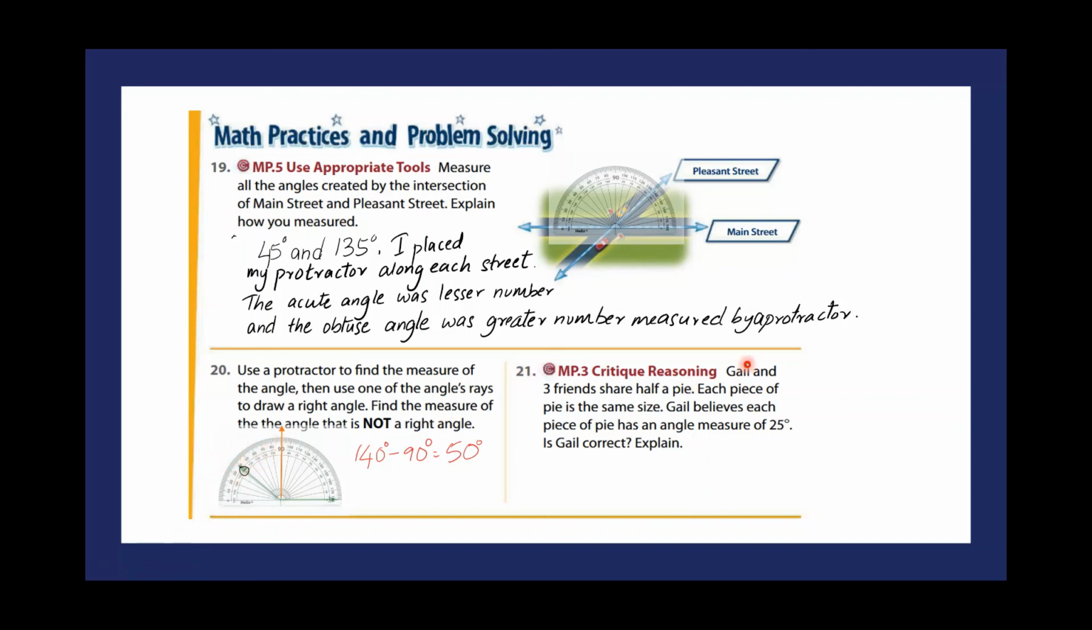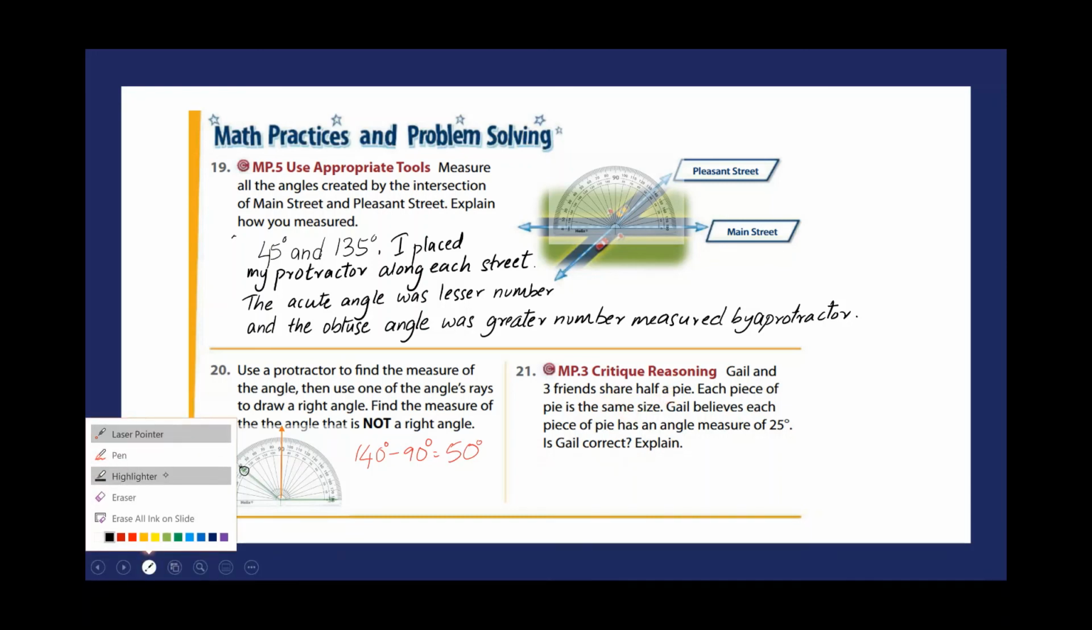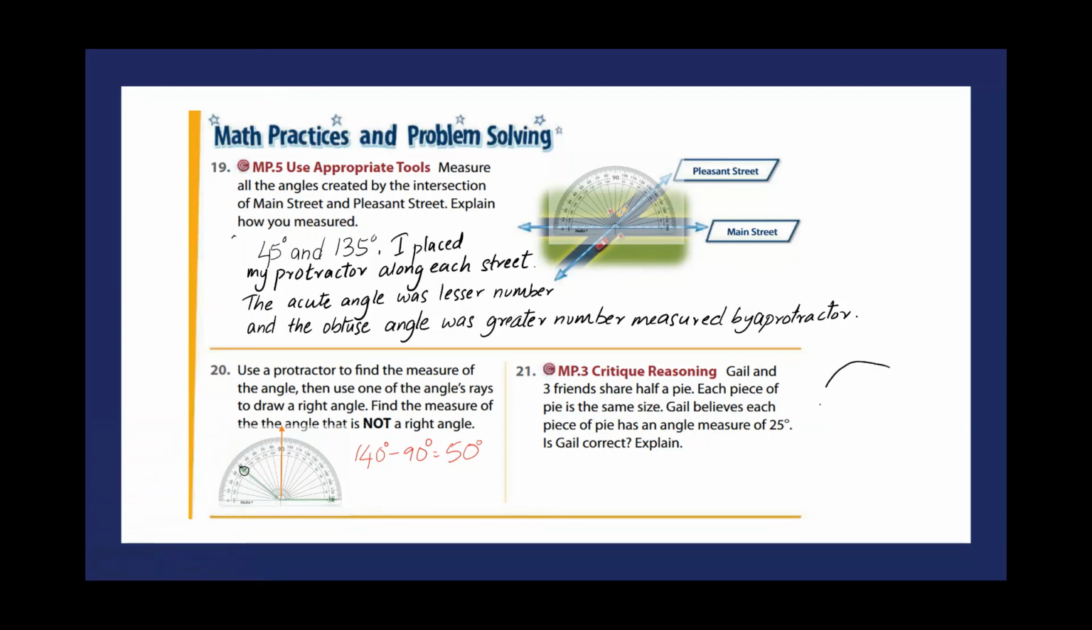Now question number 21. Gail and 3 friends share half a pie. Each piece of pie is the same size. Gail believes each piece of pie has an angle measure of 25. Is Gail correct? Explain. Now Gail and 3 friends share half a pie. So here there is a pie, okay, and here they are sharing. There are 4. So 1, 2, 3, 4. So each is about 25 degrees.